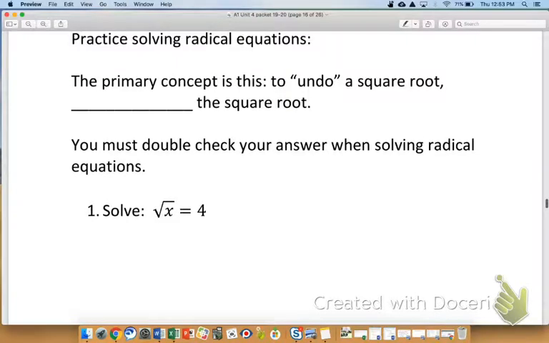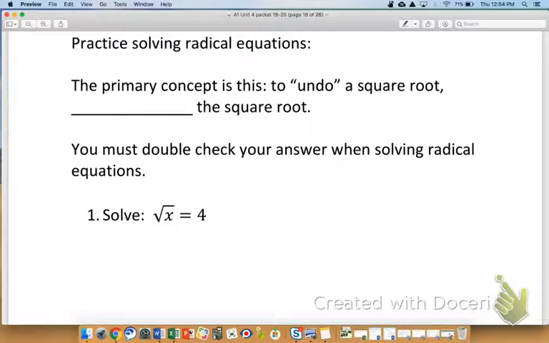I want to see if you all can fill in the blank. I'm going to give you like 30 seconds to think this over. It says the primary concept is this. If you want to undo a square root, don't say anything, just write it. You think you know this. To undo a square root, blank the square root. So see if you can think of what should go in there. We'll double check it here in a second.